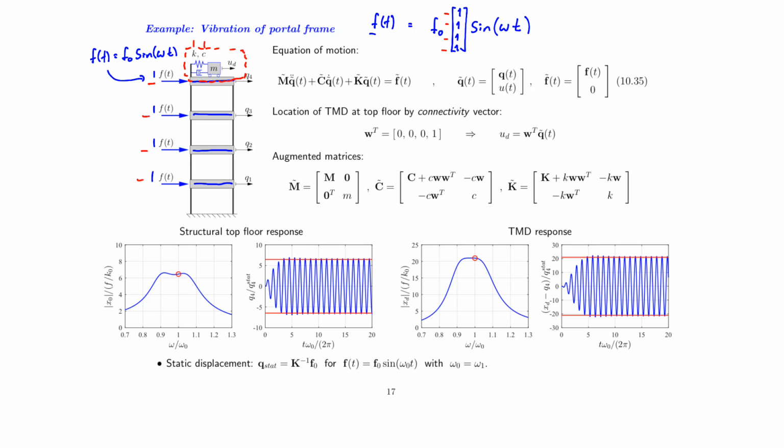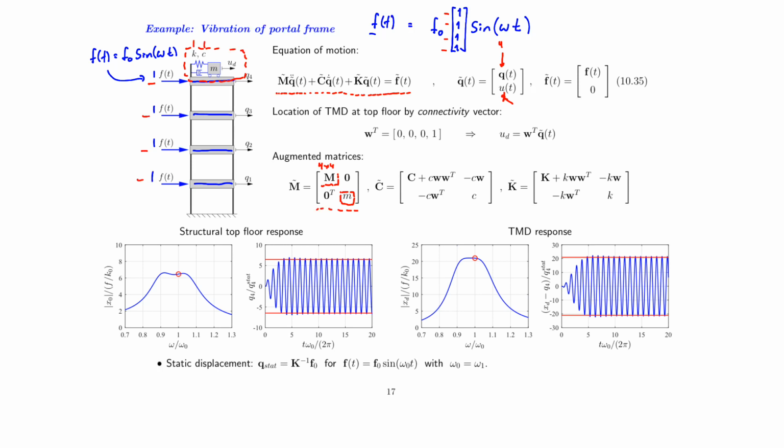Now I have 5 degrees of freedom in my equation of motion, and therefore I have introduced these tilde vectors for the degrees of freedom. We have that the 4 regular stories are represented in the regular q vector, whereas the deflection of our damper is given by u. And I think in the figure it's referred to as ud. And then I set up my mass matrix. In the upper left part you will see the mass matrix of the structure. So this is a 4 times 4 matrix, and down here we have the mass of the TMD.